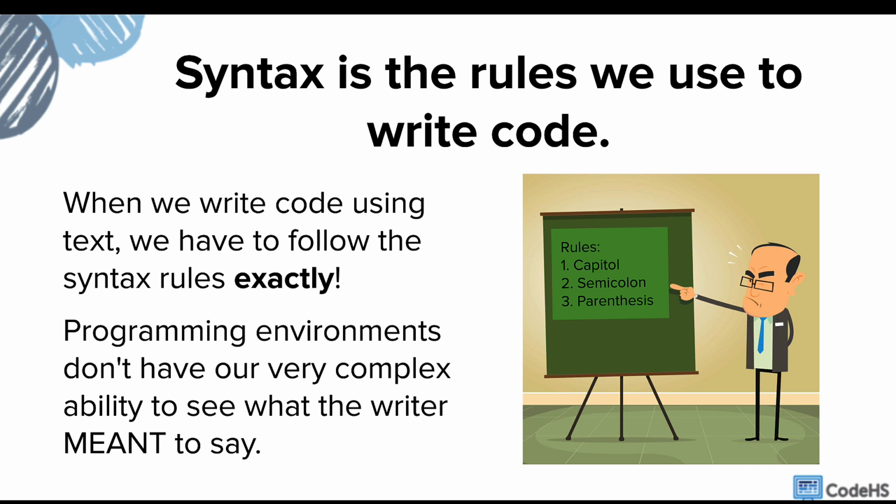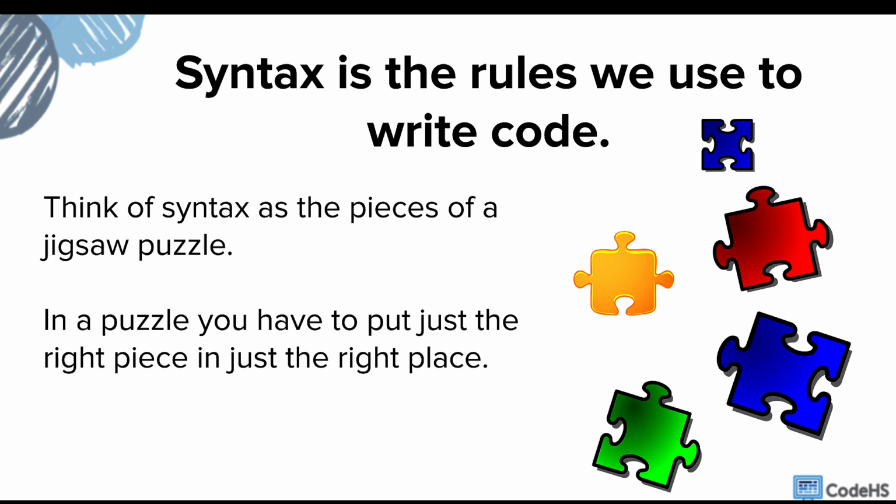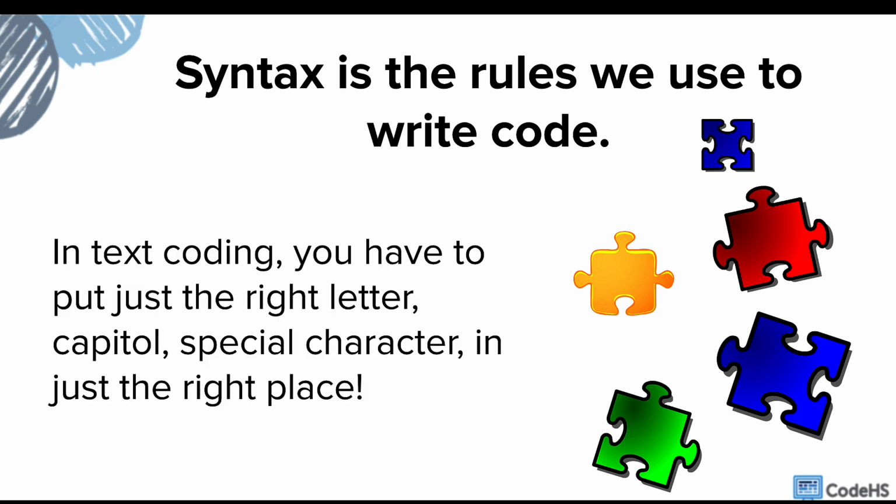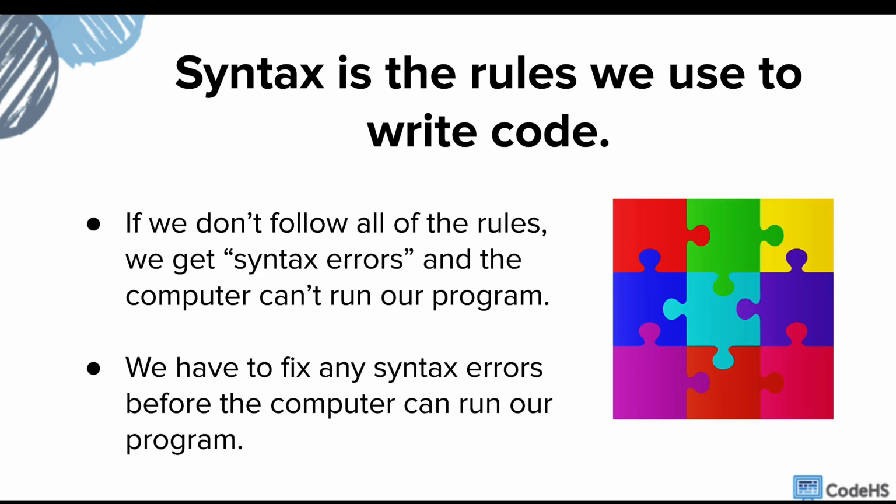When we write code using text, we have to follow the syntax rules exactly. Programming environments don't have our very complex ability to see what the writer meant instead of what the writer actually wrote. Think of syntax as the pieces of a jigsaw puzzle. In a puzzle, you have to put just the right piece in just the right place. In text coding, you have to put just the right letter, capital, special character in just the right place. If we don't follow all of the rules, we get syntax errors and the computer can't run our program. We have to fix any syntax errors before the computer can run our program.